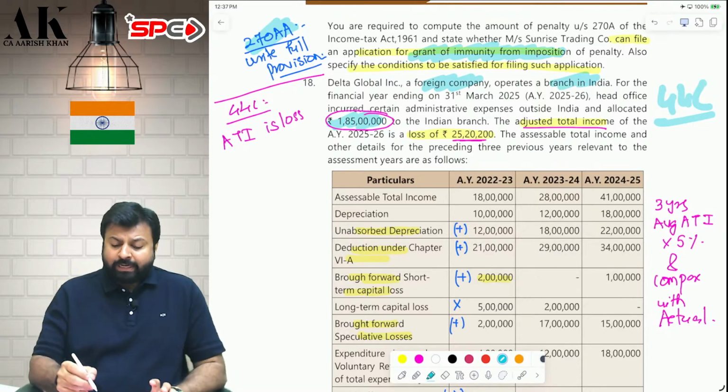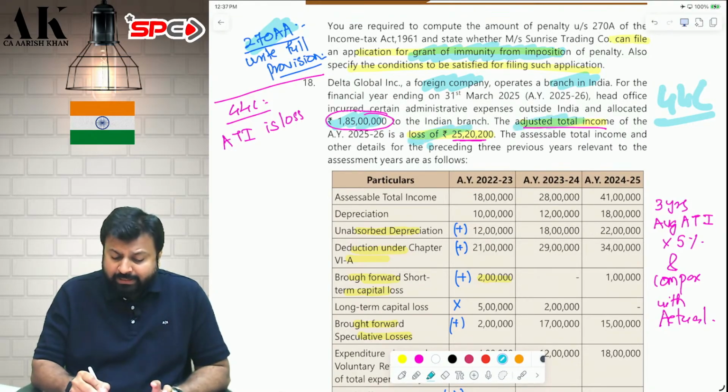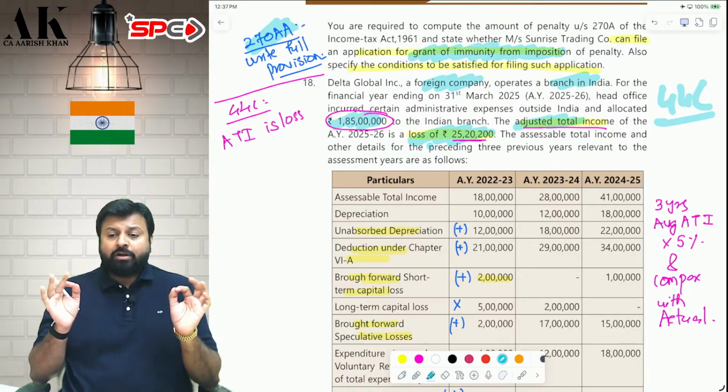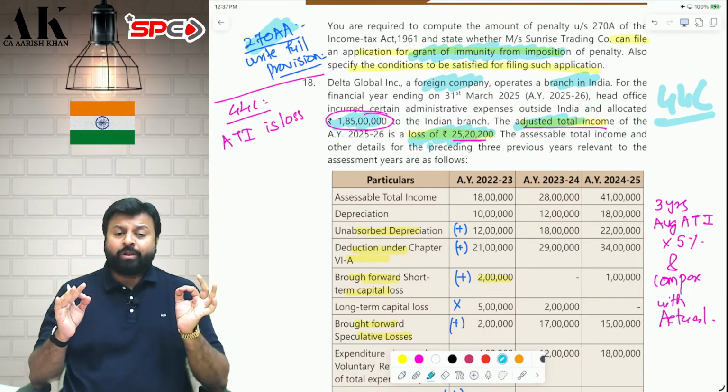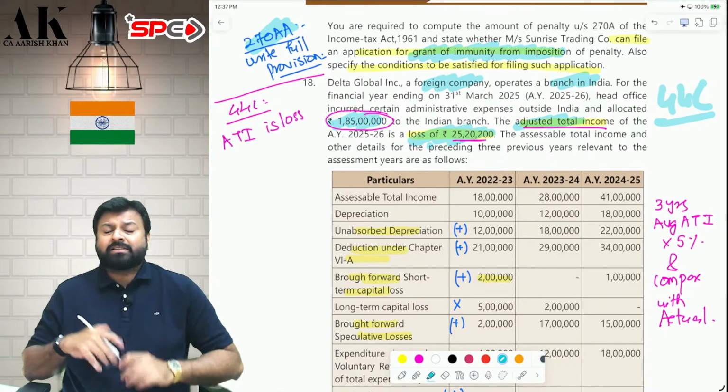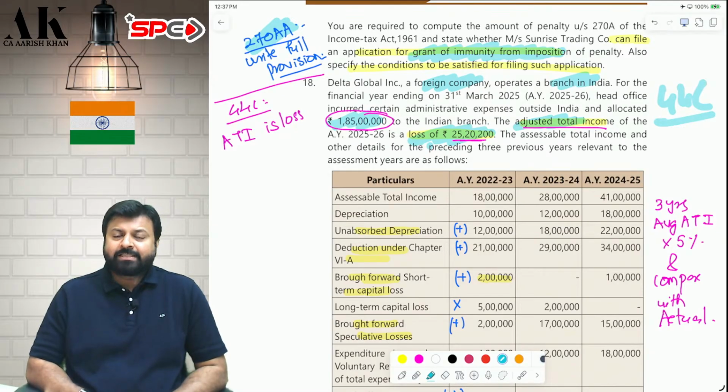What if the adjusted total income is a loss? In this question, adjusted total income is a loss. Therefore, you have to take the average adjusted total income of the last 3 years. So if the adjusted total income is a loss, you have to take the average adjusted total income of the last 3 years.